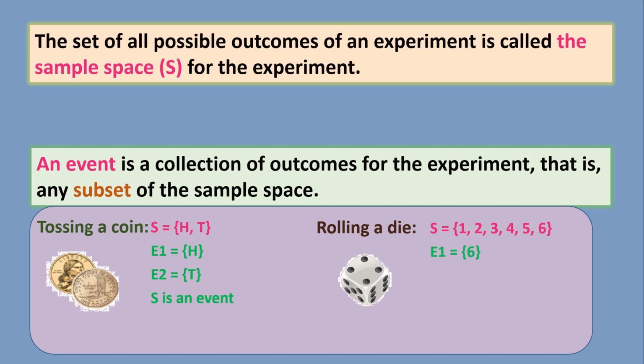Now let me define E1 as {6}. Yes, 6 is in S. So E1 is a subset of S, therefore E1 is an event. Similarly, E2, it is also an event. Why? 2 and 3 are in S. S is an event. How about this? E2. We know 2 and 3 are in S, but not 7. Therefore, E2 is not a subset of S, so it is not an event.